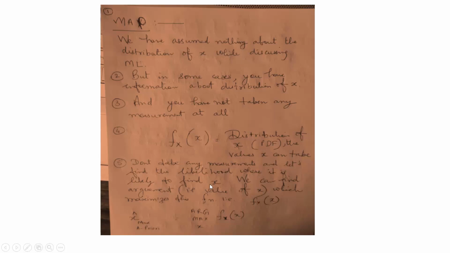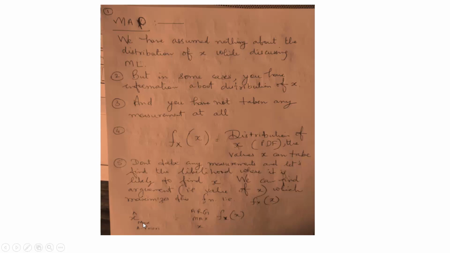So we have information about x, and we will try to find out the estimate of x. In that case, x hat max, and we will say that it is max a priori. So this distribution is available to us a priori, and a priori means before taking any measurement. So this will be equal to the value of x for which this distribution, this function, gives us the maximum.